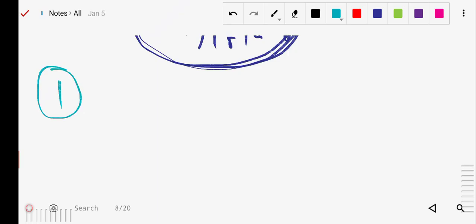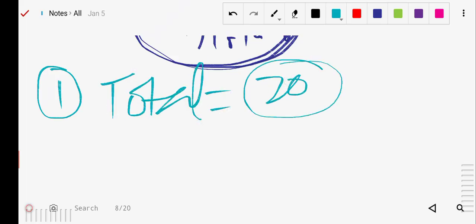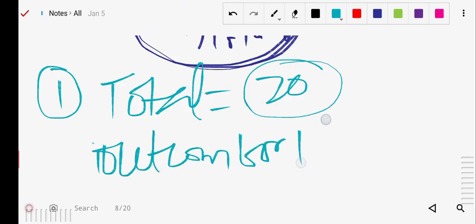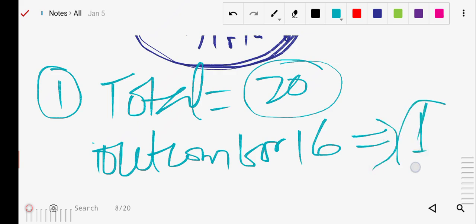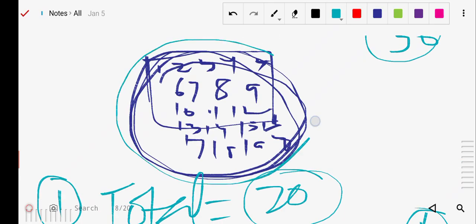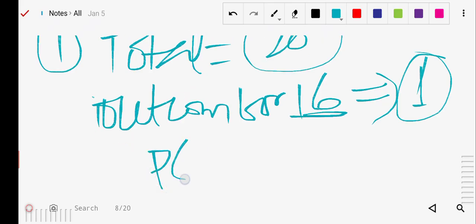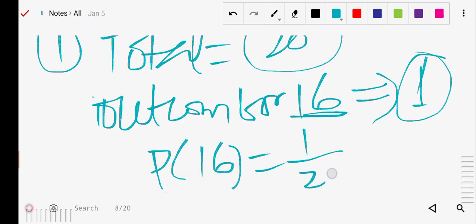So the very first question is number 16. Exactly how many balls are there where the digit 16 is marked? Total balls, very simple, we have 20 balls. What is the outcome for 16? There's only one chance. If you take a ball from this box, how many balls have 16 written? Only one ball. So the outcome is 1, and the probability of 16 will be 1 by 20.